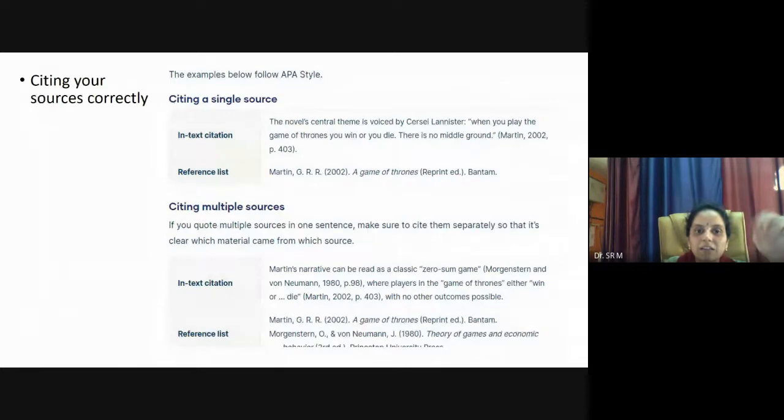And when I'm citing multiple sources in an in-text citation, if you see the first paragraph, it says, Martin's narrative can be read as classic. After that, I'm also quoting one more author, Morgenstern and von Neumann. So I have used multiple sources. Now, what can I do? In the reference list, I give the author names separately. Martin G in the first line, and the year, in whichever style I'm using. In the next line, I give the next author's details. So everything would be clear.